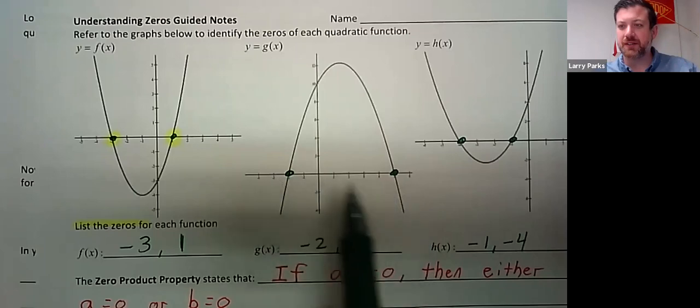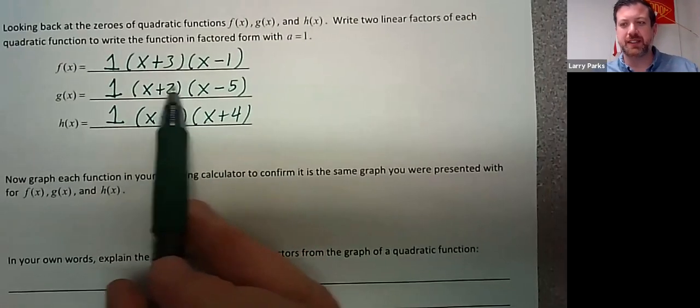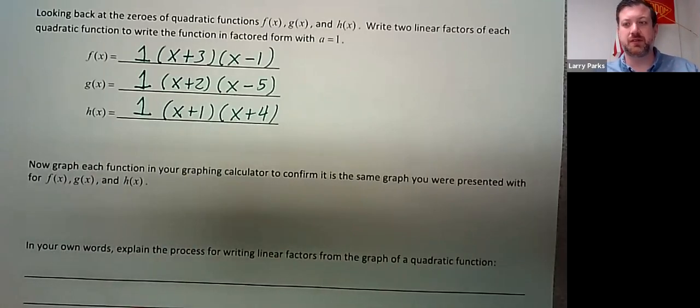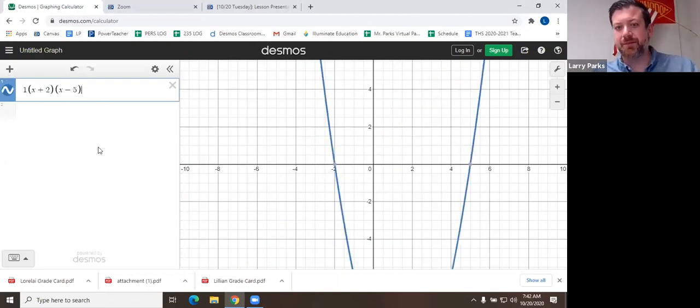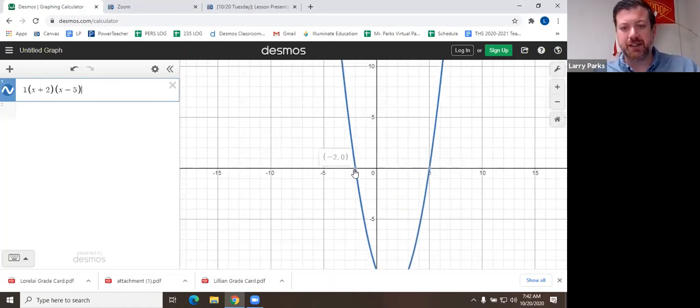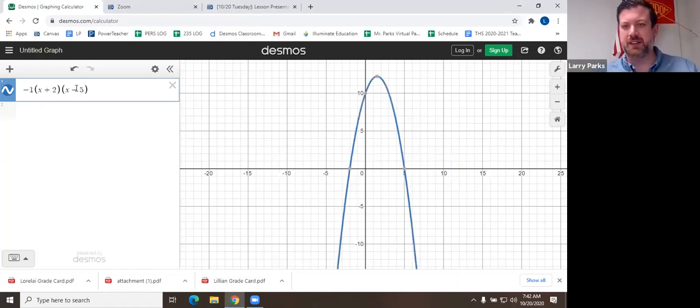Okay. Now, let's go confirm this one. All right, so let's go plug g in. And I already know that my graph is going to look different because this one's upside down. So let's go and see what g of x is. So I'm going to go plug this into Desmos. And that's 1, x plus 2, x minus 5. So notice the solutions are 5 and negative 2, which is what I wanted. However, it's facing the wrong way. So they lied to me. They said a has a value of 1. That is not true. I need this to flip over. So I need to put negative there. And there it is flipped over.